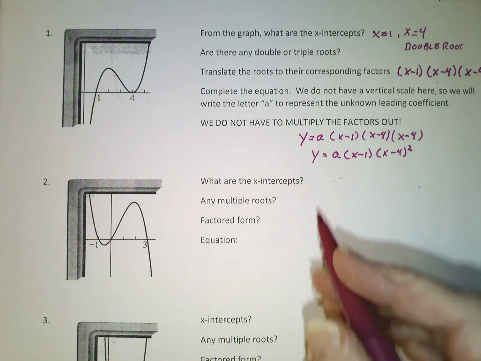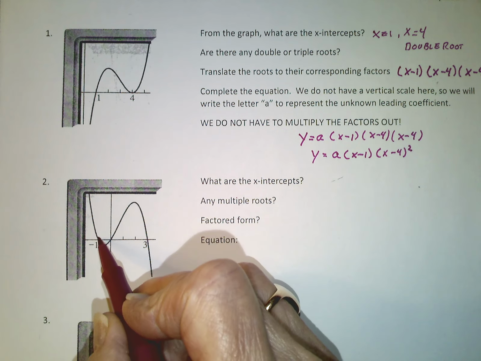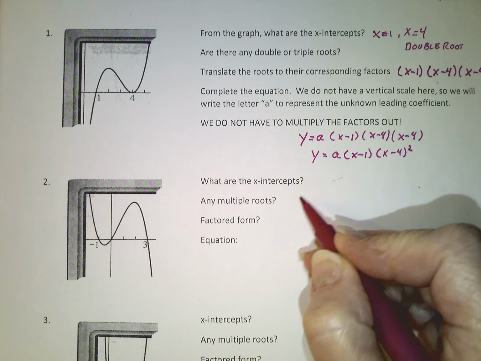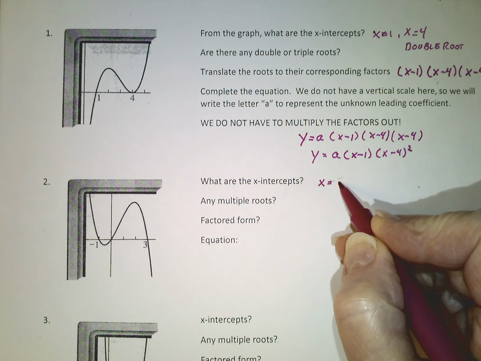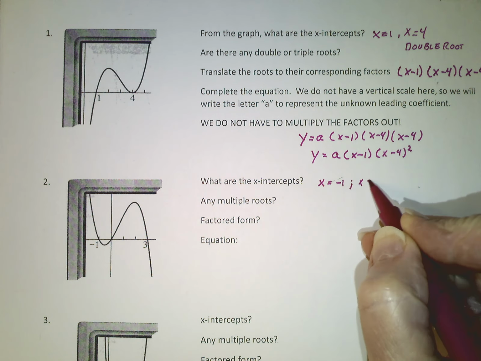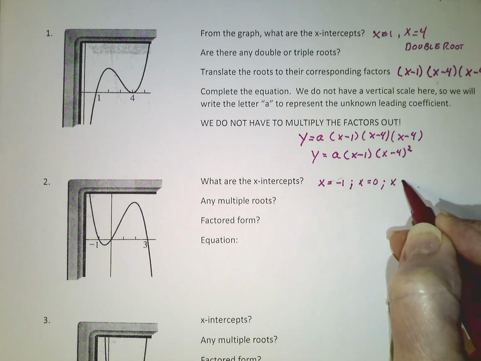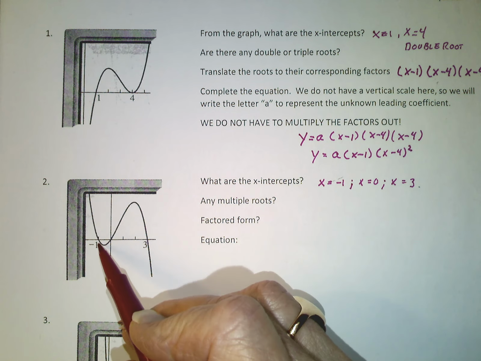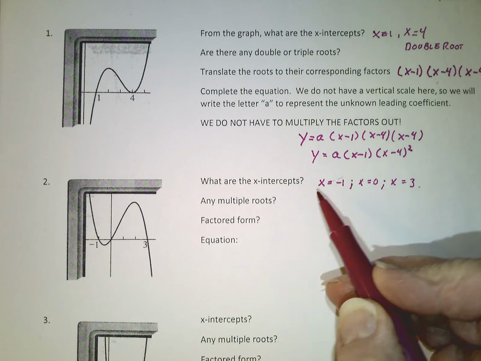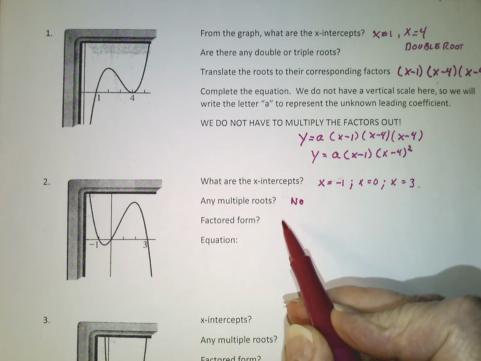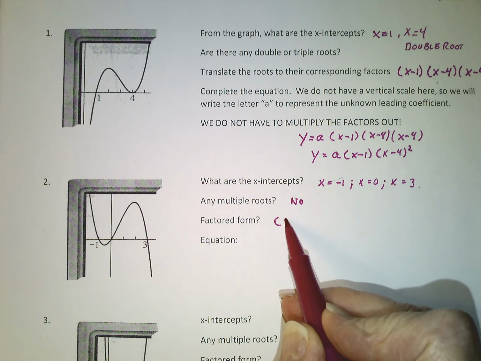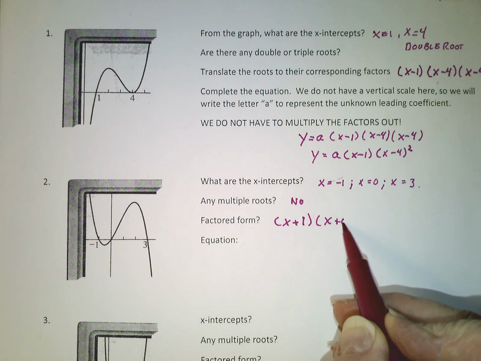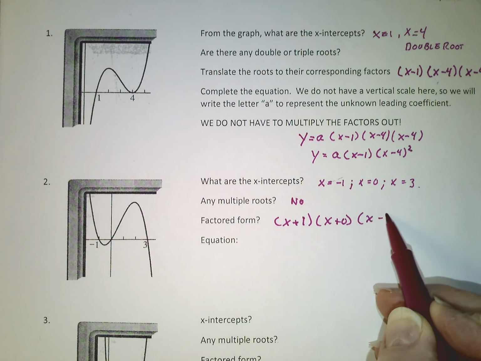So number 2, x-intercepts. Well, it looks like it crosses at -1, crosses at 0, crosses at 3. So x equals -1, x equals 0, x equals 3. Any double or triple roots? No, they were all single roots, went right through the x-axis. Factored form, we're just going to translate all of these into factors. So it would have to be x plus 1. You could say x plus 0, and this would have to be x minus 3.